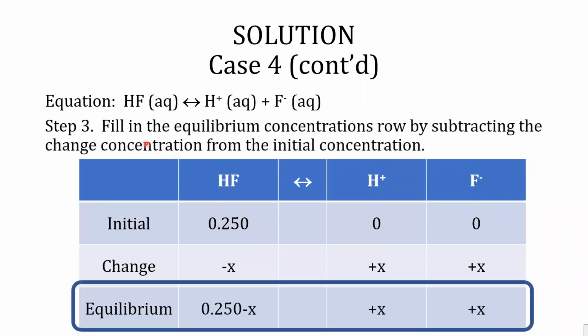Step 3 is to fill in the equilibrium concentration row by adding the change to the initial concentration. The equilibrium concentration for HF is 0.250 minus x, and x for both H+ and F- as their equilibrium concentrations.